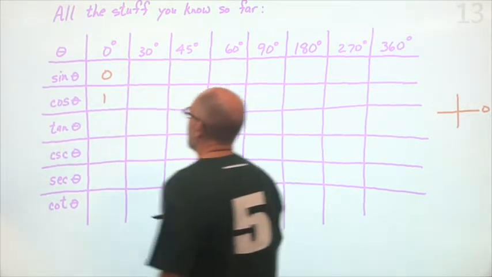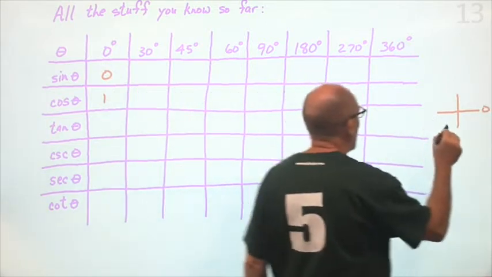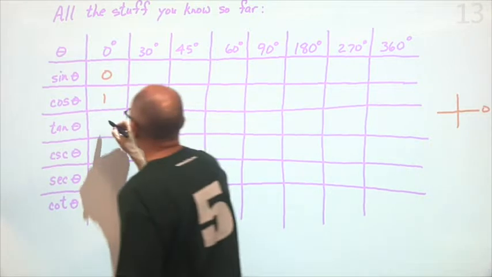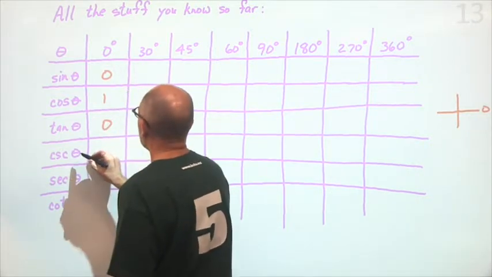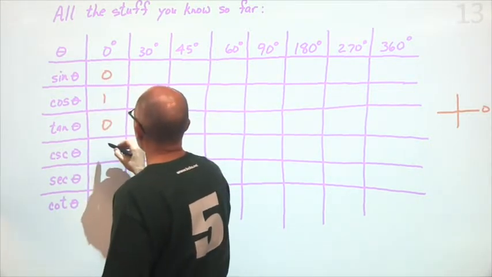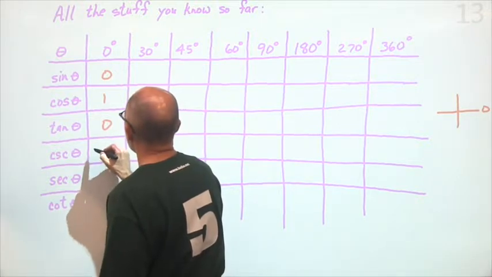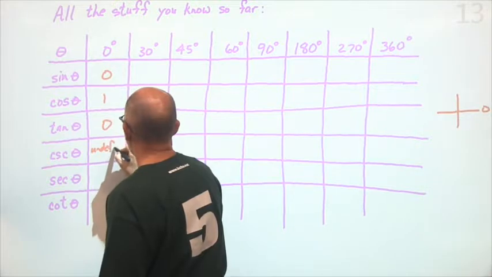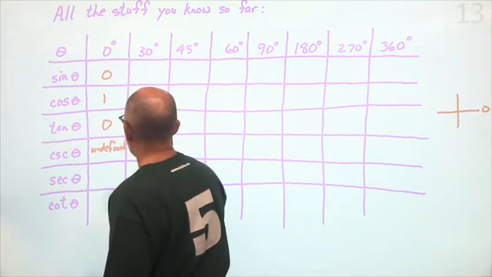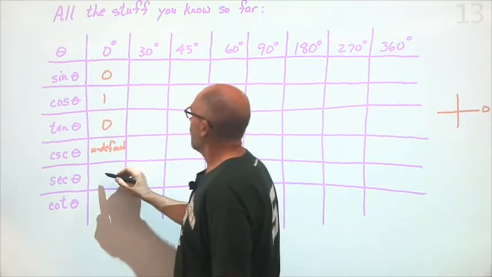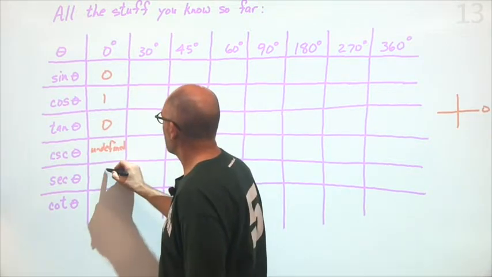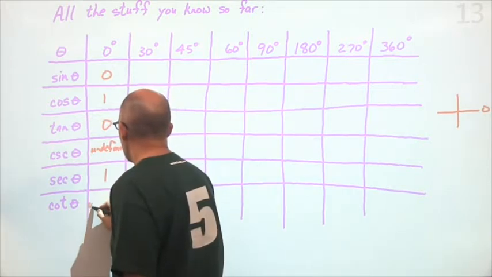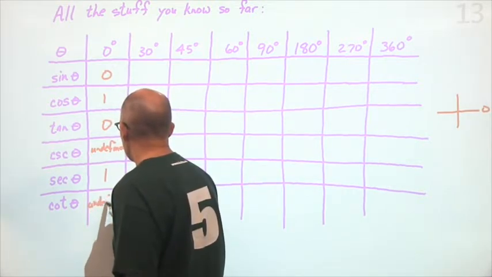Tangent of 0 is y over x. So it's 0 over 1, which is 0. Now, cosecant of 0 is the reciprocal of 0, which is undefined. Secant of 0 is the reciprocal of cosine, which is 1, and cotangent is the reciprocal of tangent, which is the reciprocal of 0, undefined.